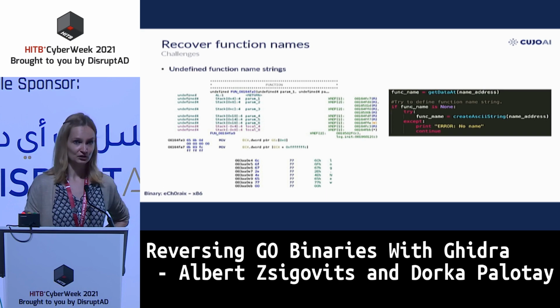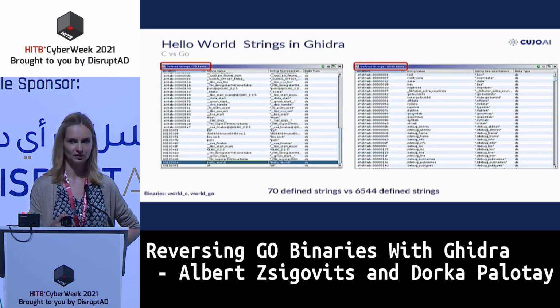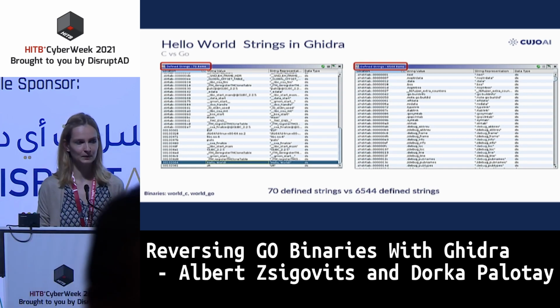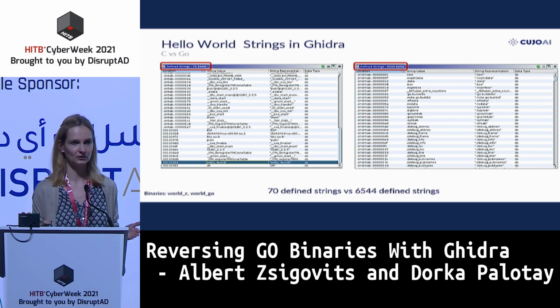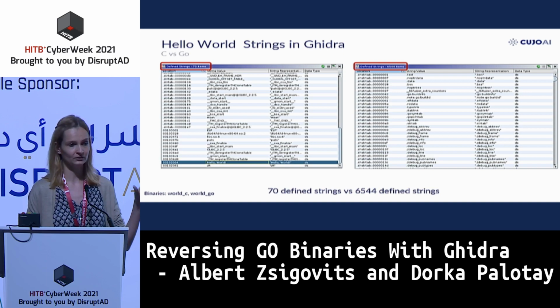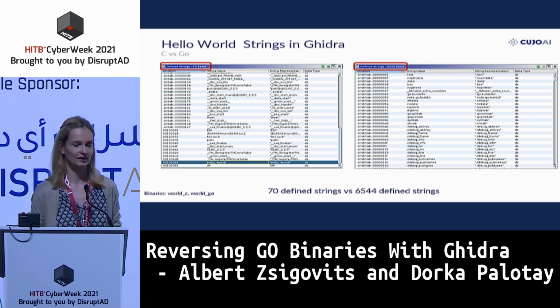So this was the first topic, and now that we were talking about the strings, let's move to the second one where we looked into the strings within Ghidra. So again, let's start with an easy hello world example, and we look into the defined strings window within Ghidra. This is where you can find all the strings that Ghidra could extract from the binary, and it can also be a very helpful first step when you're analyzing a malware. And on the left side, you can see the C version, and on the right side, you can see the Go version. So while in C there are 7 defined strings, there are more than 6,000 in the Go version.